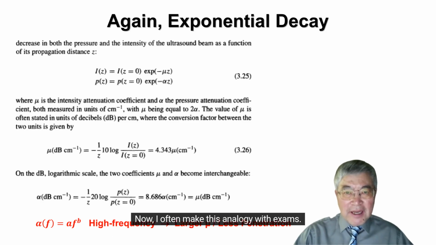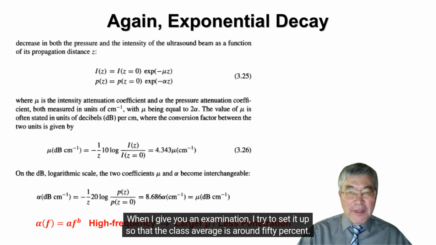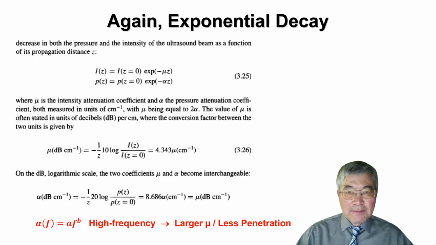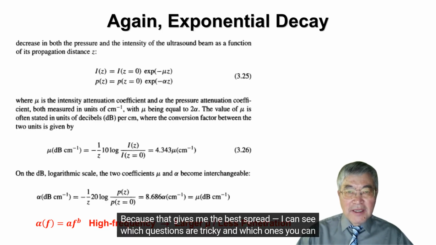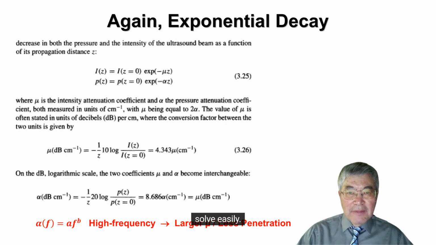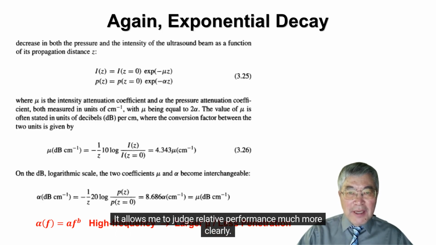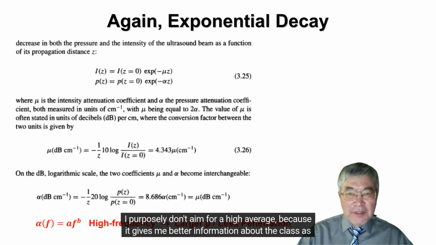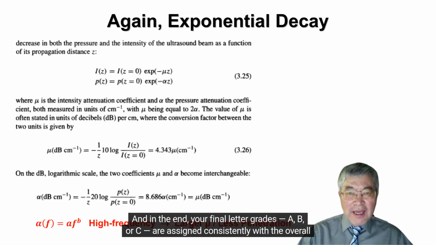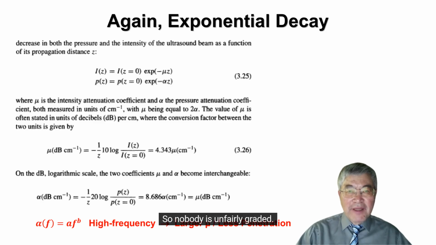Now, I often make this analogy with exams. When I give you an examination, I try to set it up so that the class average is around 50%. Why? Because that gives me the best spread. I can see which questions are tricky and which ones you can solve easily. It allows me to judge relative performance much more clearly. So, don't worry if your average score isn't high. I purposely don't aim for a high average because it gives me better information about the class as a whole. And in the end, your final letter grades, A, B, or C, are assigned consistently with the overall performance distribution, so nobody is unfairly graded.